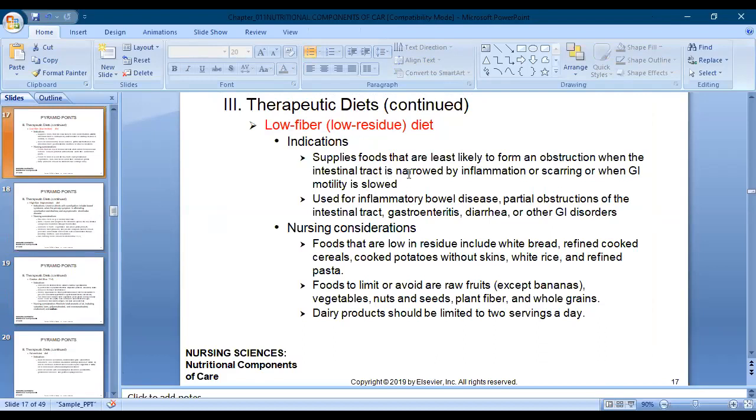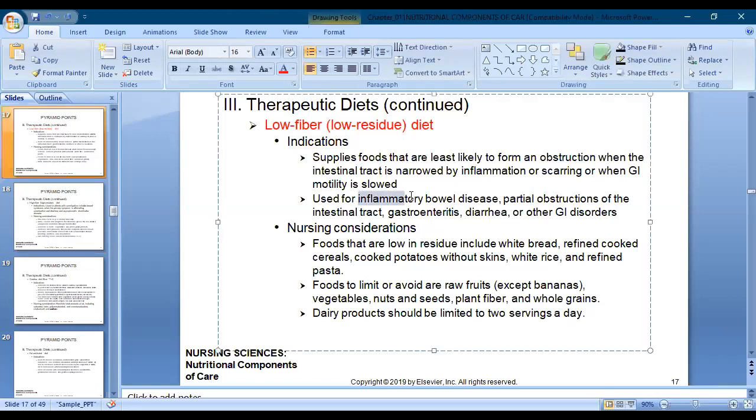when the intestinal tract is narrowing by inflammation, or in inflammatory bowel disease. So in case of inflammatory bowel disease, in short, when you go into med surg with other faculty, they will maybe explain better, because this is a med surg question.